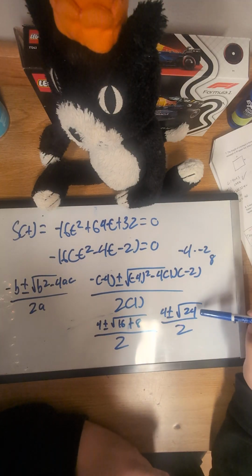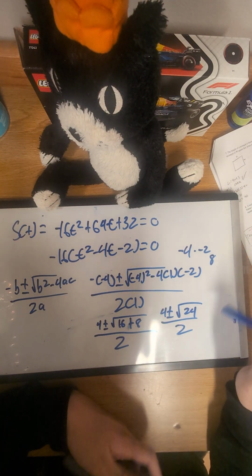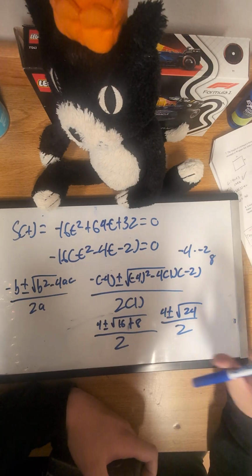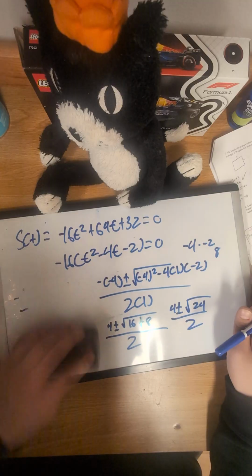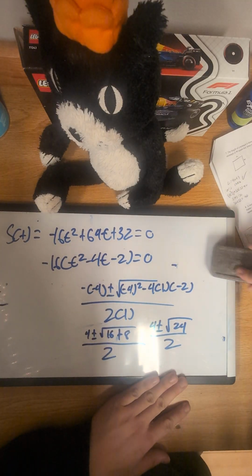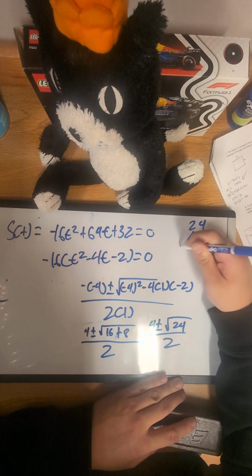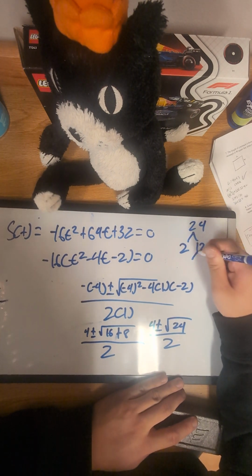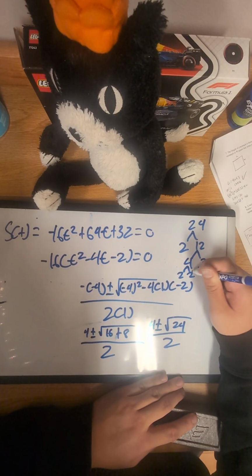This is not a perfect square. It doesn't break down to a nice number. But what we can do is split this up into nicer numbers via prime factoring. So we take our 24 and break it into pairs: this would be 2 and 12, this would be 4 and 3, and this would be 2 and 2 again.